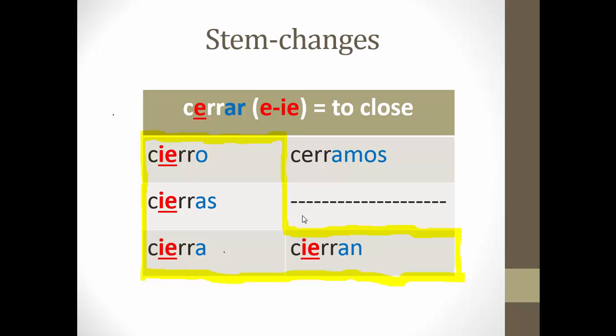Okay? So pause the video and fill out part E. I also want you to draw the boot or the shoe around the ones that change.